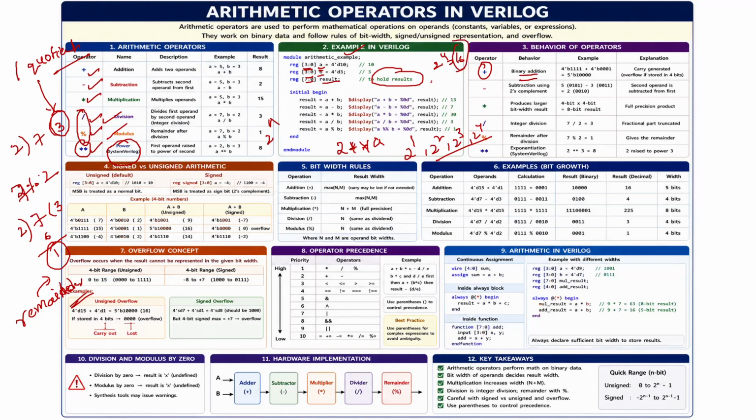Up to 16 values can be stored, that means 0 to 15, any value it can store. Right? So then I am giving the value 4'd10 and then 4'd3. That means 10 and then 3 I am giving. So then the result will be added like here.